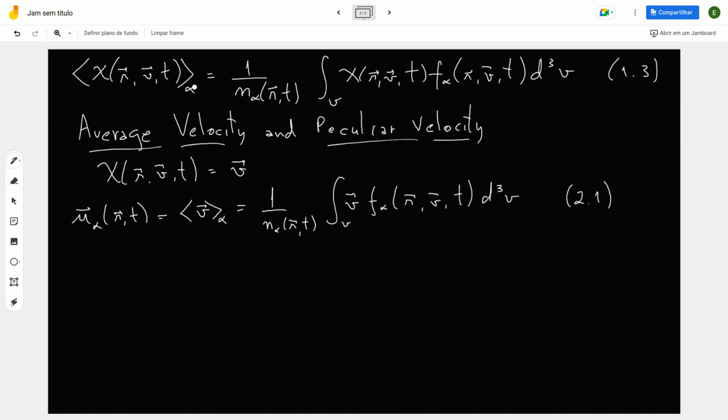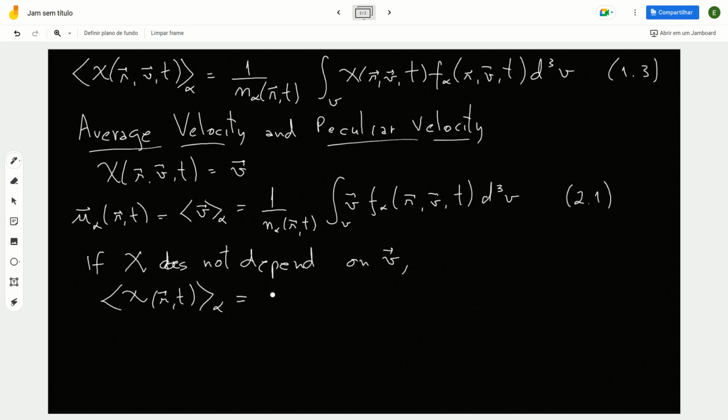If for some reason you're computing the average of some quantity that does not depend on V, then we can write it like this. If chi does not depend on V, then we have the average of this quantity. It's just a function of R and T in this case. For alpha particles, it's just the quantity itself. You don't need to use the brackets in this case.